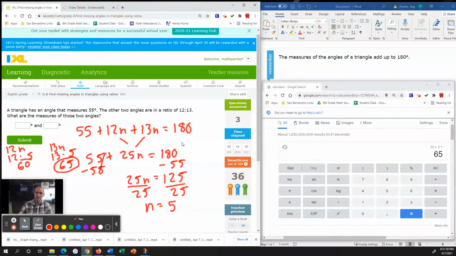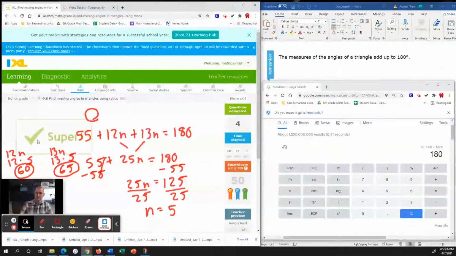So our two missing angles are 60 and 65, along with 55. All three of those angles should equal 180, because if they don't, we did something wrong. So we got 60 plus 65 plus 55 equals 180. And we got it right. So here we go. We're going to go into our boxes here. 60 is one angle, and 65 is the other angle. And we're going to go ahead and submit it.